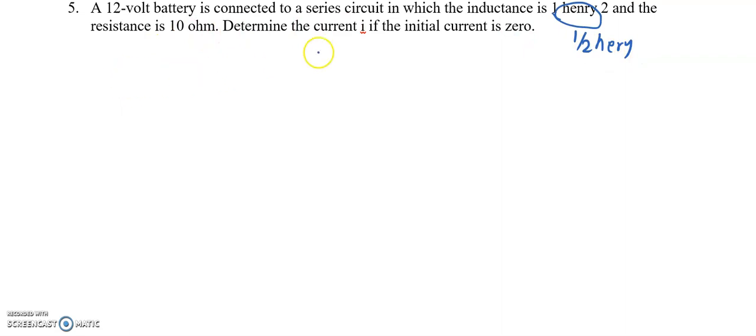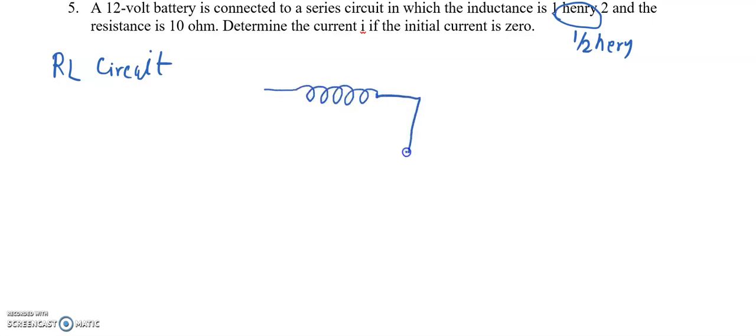So this is an RL circuit, where R is for resistance and L is for inductance. Inductance is represented like this, and the resistance is represented like this. Okay, and then they are being connected by a battery. So the total voltage drop across inductance and the total voltage drop across the resistance is equal to the voltage of the battery, E.